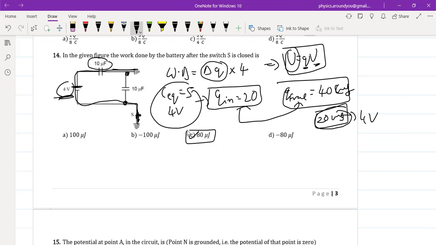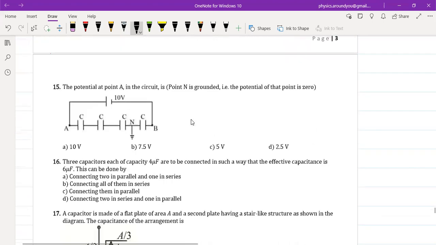Initial charge in the system was 20, final in the system was 40. So additionally, some charge redistribution happened. It has to happen through the battery. So the difference in charges is 20, and 20 into 4 would be 80. So the 14th one goes with the 15th one.